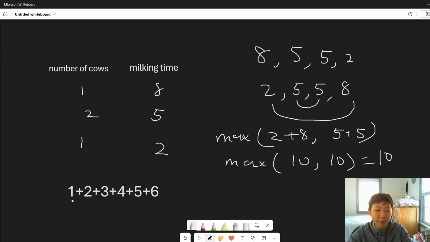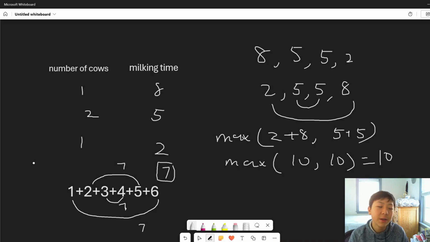We can see that if we add 1 and 6, we get 7, 2 and 5, we get 7 again, and 3 and 4, we get 7. Now we can see that 7 is the minimum of the maximum of our sum of pairs in this arithmetic sequence. But what we're given in the input is not an arithmetic sequence. It is not going up by the same number. It's just a random array of integers that we have to work with here.